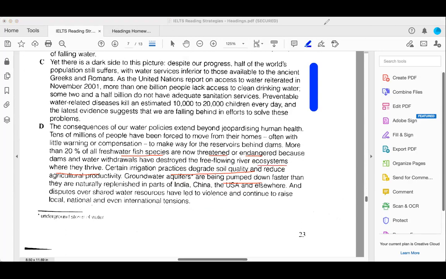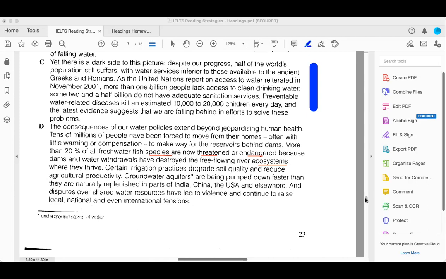What are we talking about here? Ecosystems, species, the threat of lack of water. Are we talking about history? No. Marriage? What are we talking about? We're talking about fish species and they are threatened. So what is that? Ecosystems.